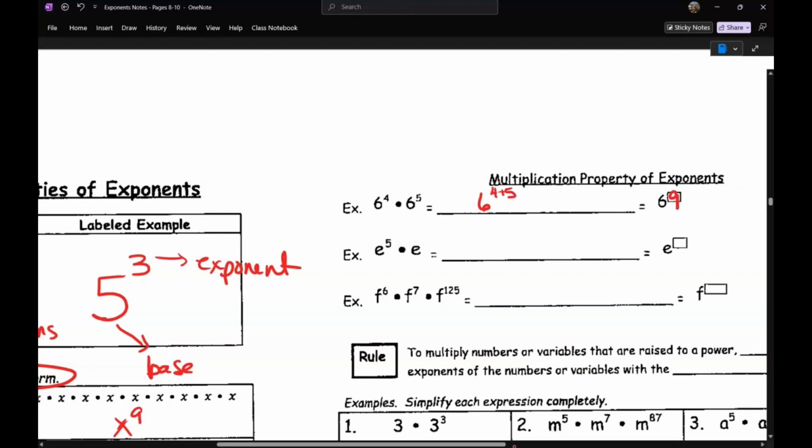Anytime there is not an exponent, we understand it to be a 1. So I'm going to add in a 1 there. So this would be e to the 5 plus 1, which would be e to the 6th. We can have 3 bases. This would be f to the 6 plus 7 plus 125. So that would be 138.